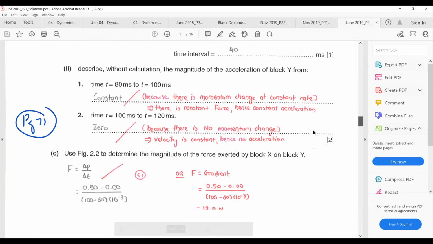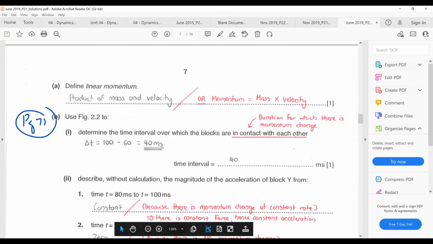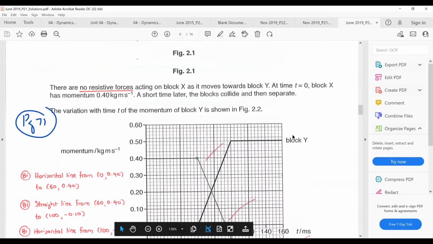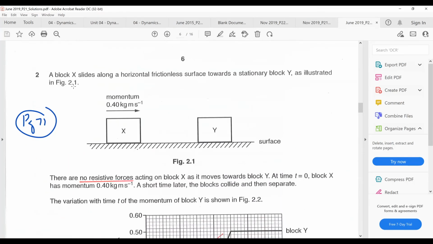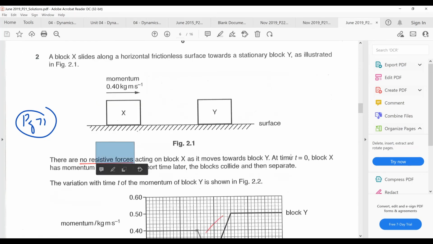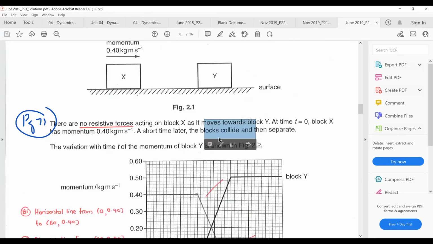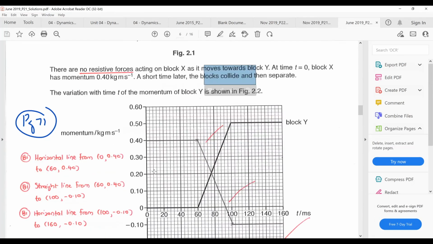Especially the graph drawing part. Okay, so right now they tell you, a block X lies along a horizontal frictionless surface towards a stationary block Y as illustrated in figure 2.1. There are no resistive forces acting on block X as it moves towards block Y. Okay, and at time t0, block X has momentum of 0.4 kg per second. A short time later, the blocks collide and then they separate. The variation with time t of the momentum of the block Y is shown.